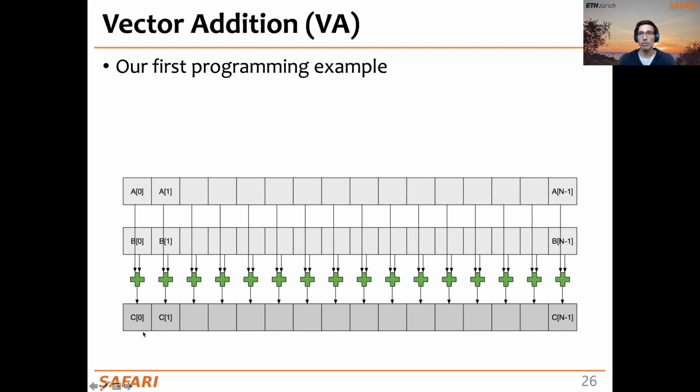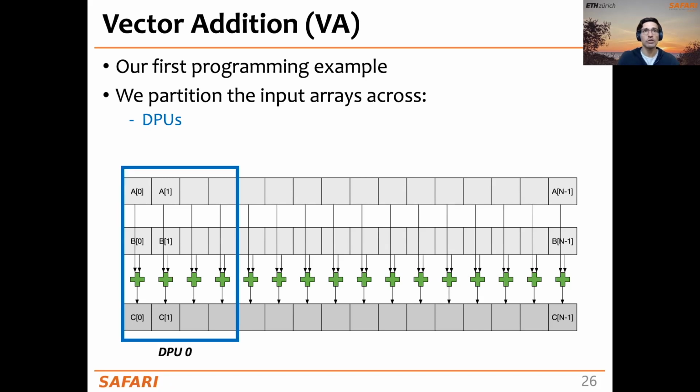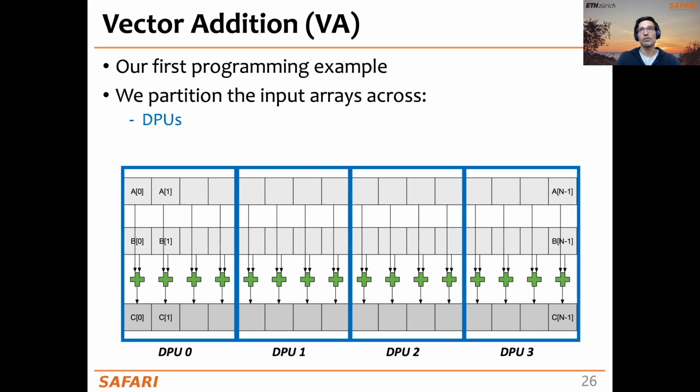How do we perform this computation on UPMEM-based PIM system? In this case, and this is the reason why this is our first programming example, the distribution of the workload is very simple. We just need to partition the input arrays into equally sized chunks, and we assign each of these chunks to different DPUs. So in this case, we have 4 DPUs in the system. So each of them receives one chunk from A, one chunk from B, so that they can compute on them.